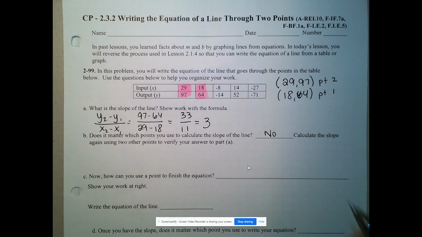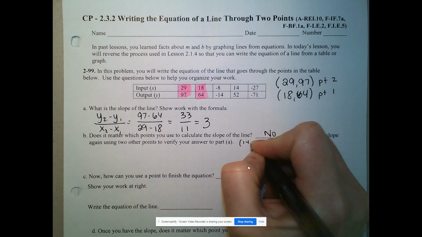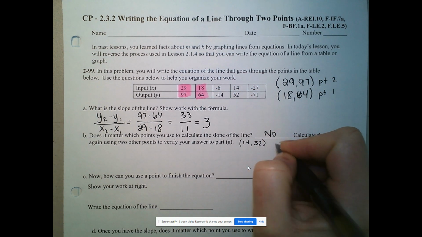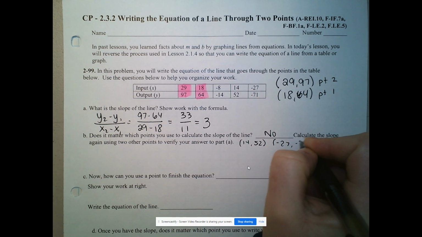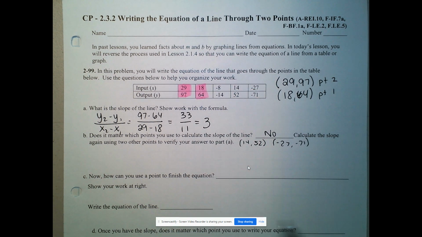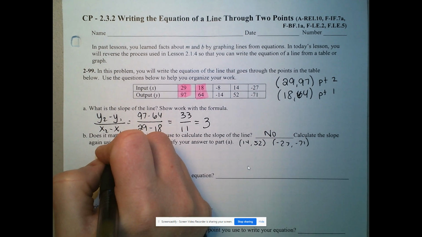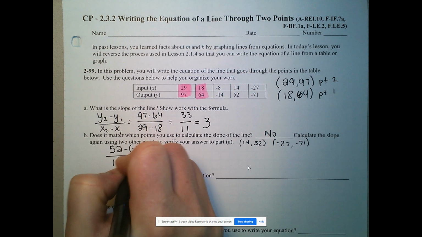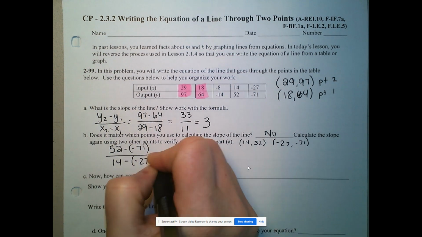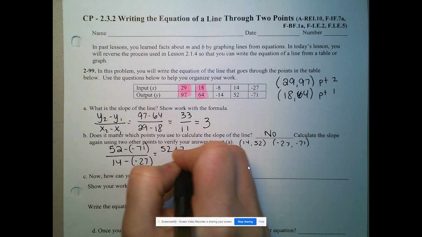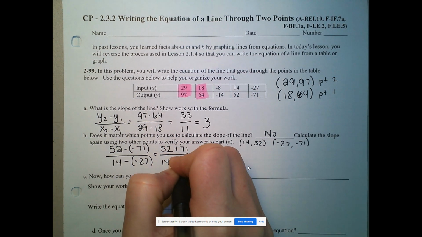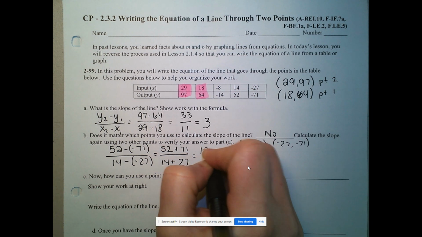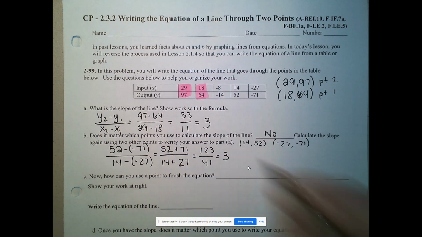We would say no. So if I chose a different 2 points, so let's say I chose (14, 52), and let's say that I chose (-27, -71), I can do the problem again. I'm going to do large number, take away the smaller number, positive number, take away the negative number: 52 take away negative 71, over 14, take away negative 27. So that actually changes to addition. And by setting them up in that order, I made my life a little easier. And I get 123 over 41, which is still a slope of 3.